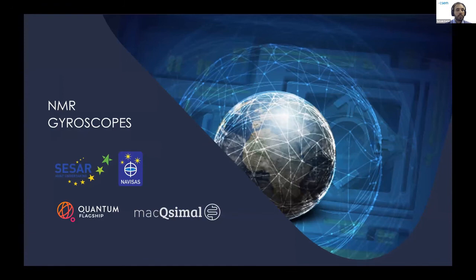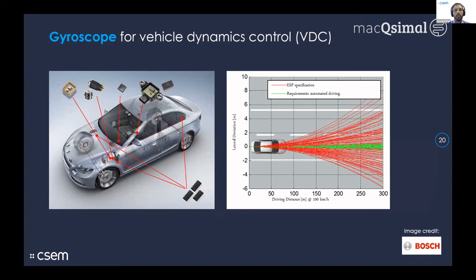The second subject I wanted to talk about is NMR gyroscopes. So this development follows our initial work in the frame of a project called Navisas, where the goal was to develop gyroscopes for small aircraft. So in Maximal, we're collaborating with Bosch, and the goal here is to develop gyroscopes for autonomous driving vehicles. I think you already had a talk on that this morning, but maybe I'll repeat a few things.